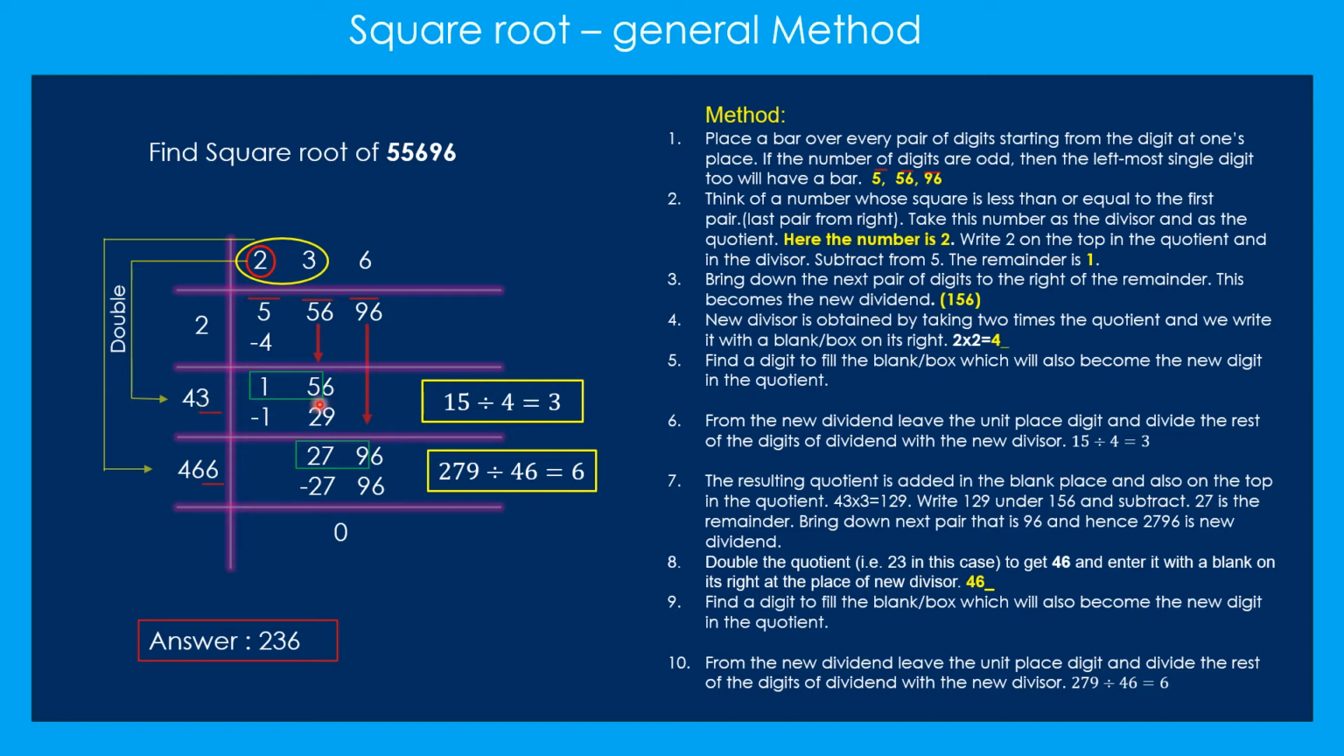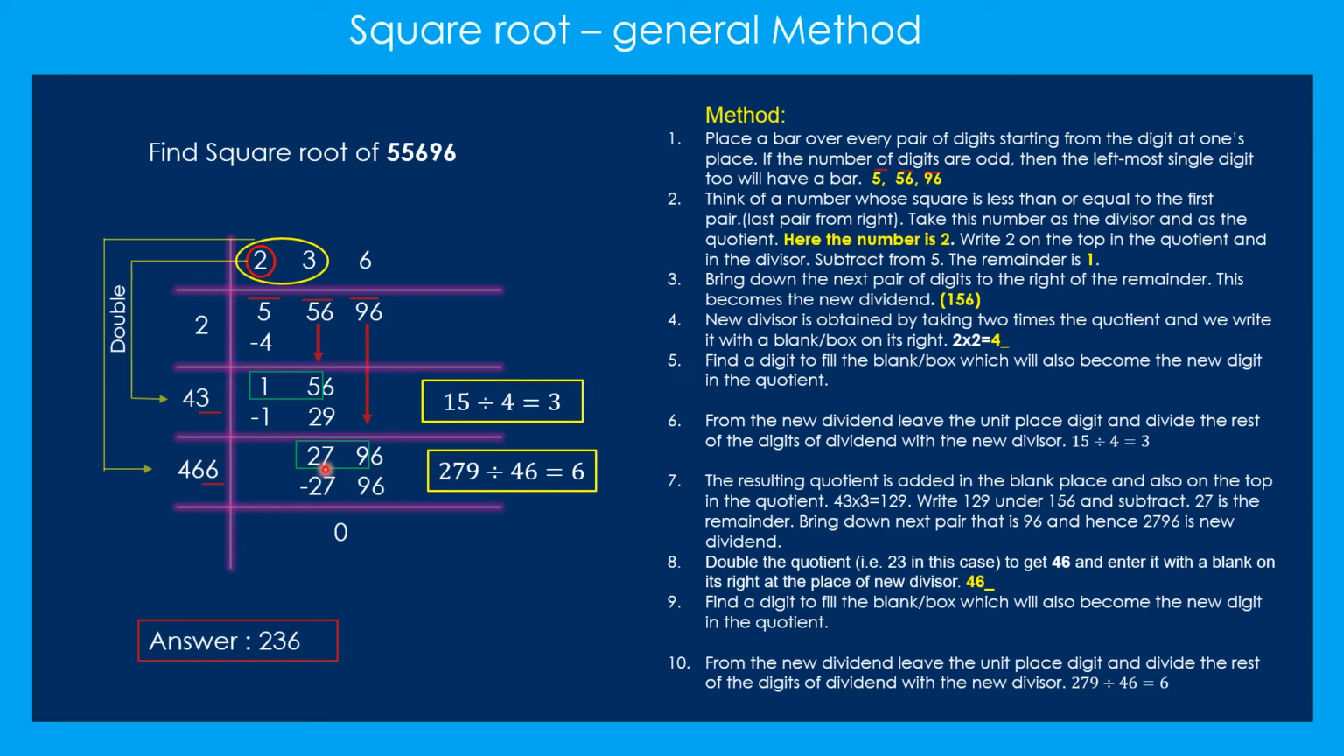Alright, so in order to find the number for the blank space, what you do is the new dividend is 156, so leave the unit digit 6 here, and 15 is divided by 4. So when 15 is divided by 4, you get the quotient 3. So this 3 is added to the blank space, as well as 3 is added on the top in the quotient. So now you do 43 times 3 is 129. And then you subtract, you get the remainder 27.